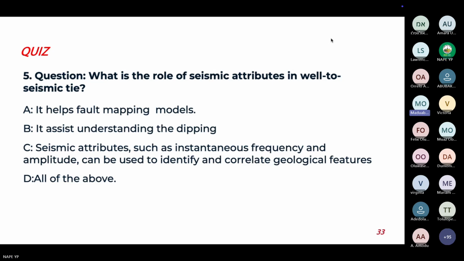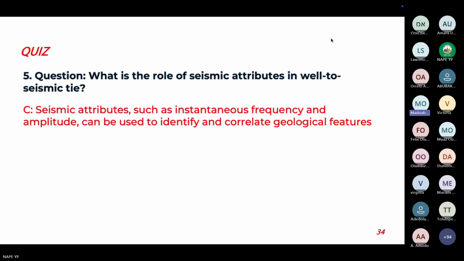Sorry about that, guys. What is the role of seismic attributes in well-to-seismic tie? That's question number 5. Does it help in fault mapping? Your answer is here. The role it plays in seismic-to-well tie is that, with attributes such as instantaneous frequency and amplitude, it can be used to identify and correlate geological features. And next question, we go.